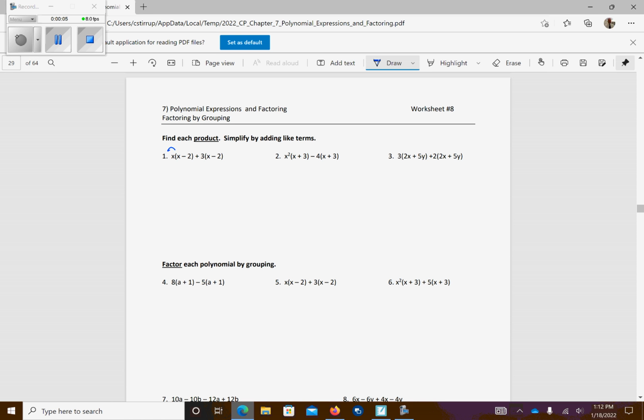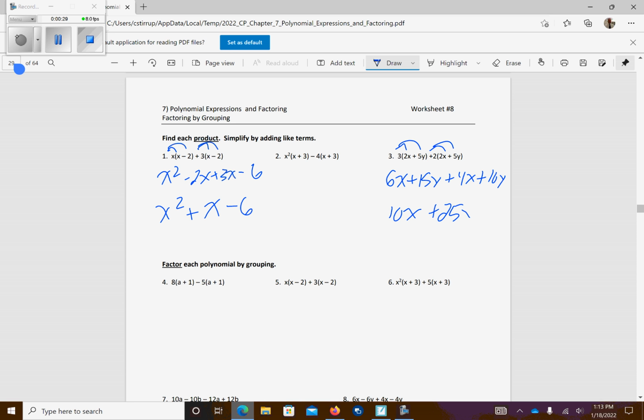Find the product, so we're going to distribute here, so I get x squared minus 2x, distribute 3 plus 3x minus 6, combine your like terms, so you get x squared plus x minus 6. Same thing here, let's distribute 3 over the parentheses, so 6x plus 15y, distribute the 2 over the parentheses, 4x plus 10y, combine like terms, 10x plus 25y.